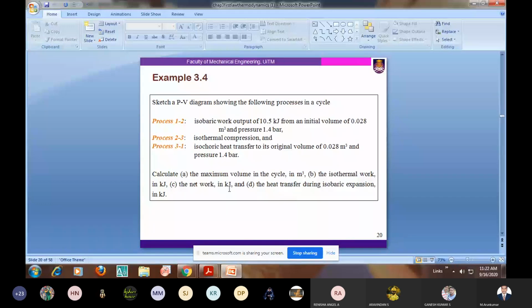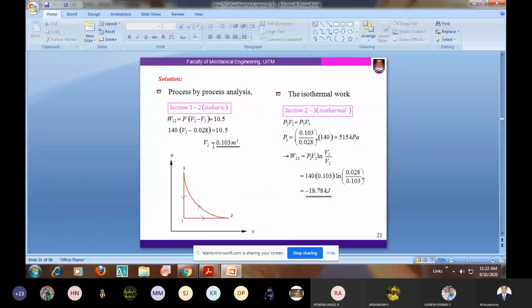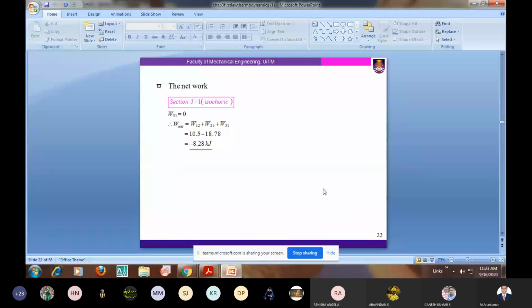Then the next question is net work. So we can add the works together: W12 plus W23 plus W31. You know W31 is 0. If you add these two, we can get the W net. So 10.5 plus minus 18.78 will give you W net. Yes. Are there any questions?